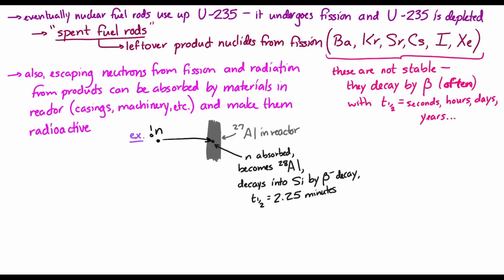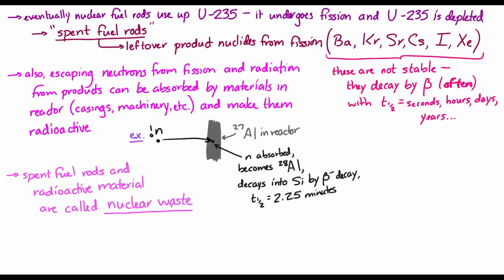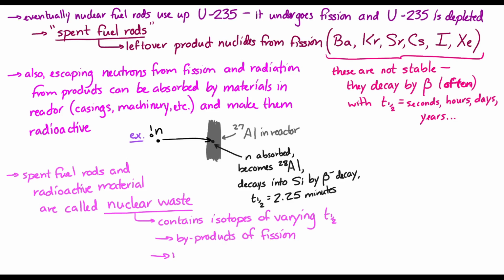The spent fuel rods and the radioactive materials inside the core altogether are referred to as nuclear waste. So nuclear waste contains isotopes of varying half-lives. It contains the byproducts of the fission reactions, and it contains nuclides from radiation bombarding material that's inside the reactor. So the question is what to do with it.